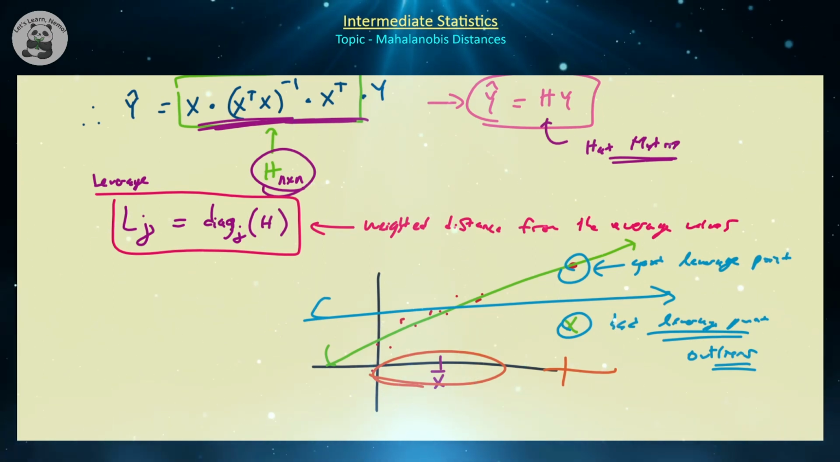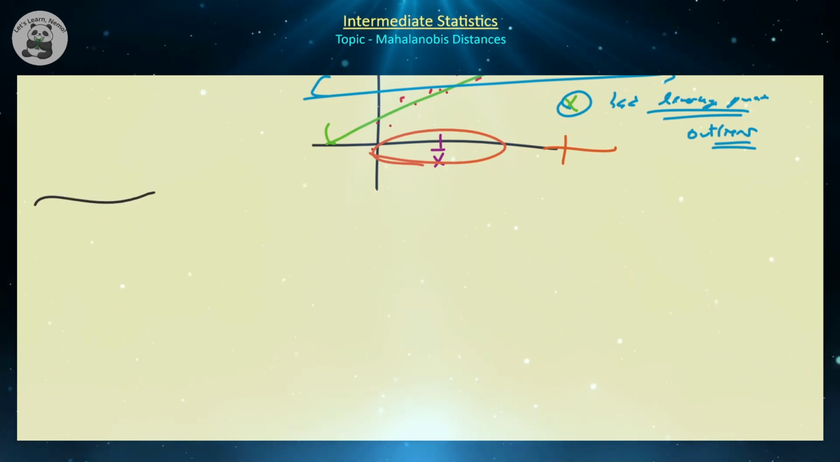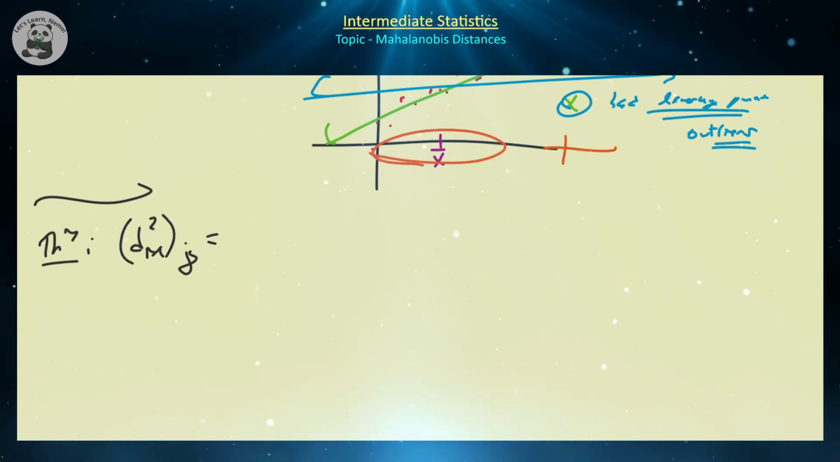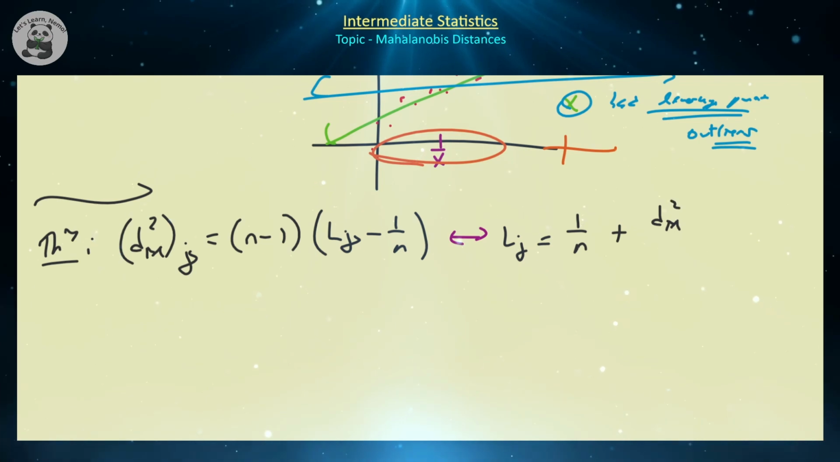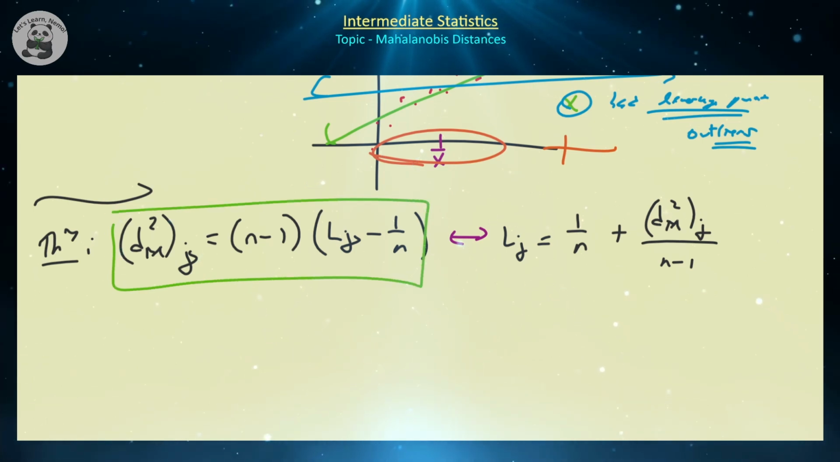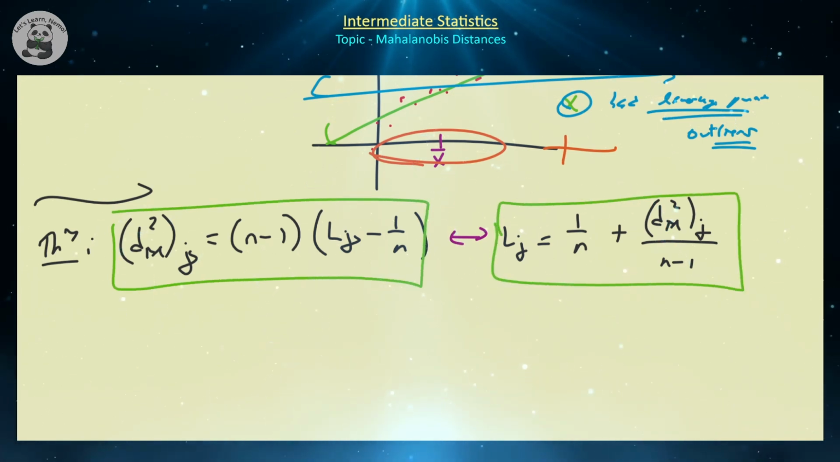It's a different unit as well. So, is there a theoretical connection between these things? And the answer is, of course, yes. One can find that the Mahalanobis distance for your jth response is equal to (n minus 1) times (the jth leverage minus 1 over n), where n is the number of responses in your sample. And obviously you can solve this for the leverage and write this equivalently as L_j equal to 1 over n plus the squared Mahalanobis distance, the jth one, all divided by (n minus 1). So obviously there is a very close connection between Mahalanobis distance and leverages.